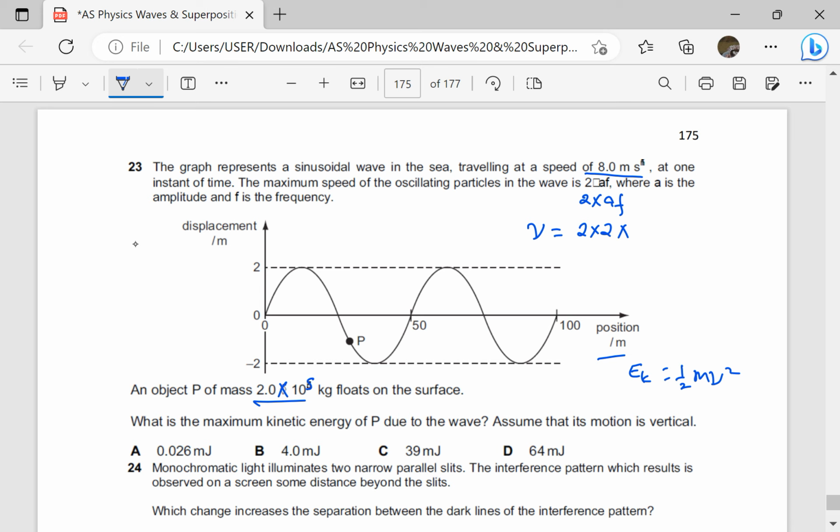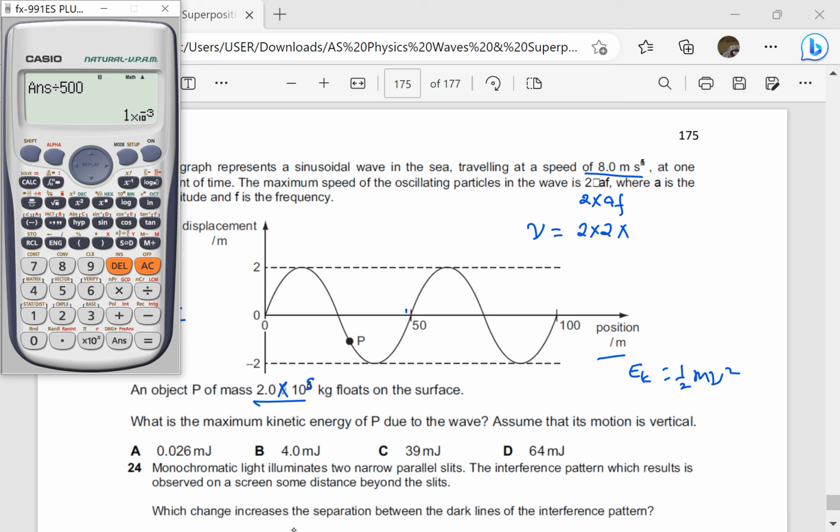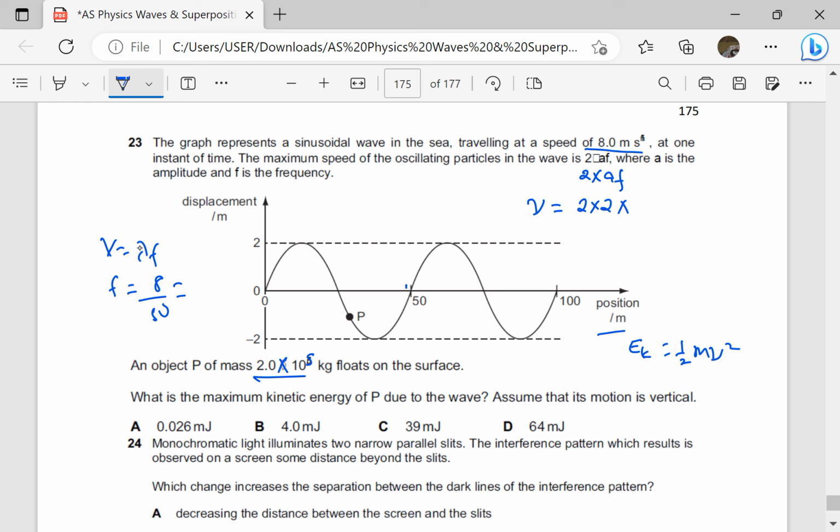So the speed is 8 meters per second. That is the speed of the wave. Let's find the frequency of the wave. The wavelength here is going to be 50. So from v equals lambda f, the frequency of the wave is going to be v, which is 8, divided by the wavelength, which is 50. So 8 divided by 50 is 0.16. The frequency is 0.16 hertz.